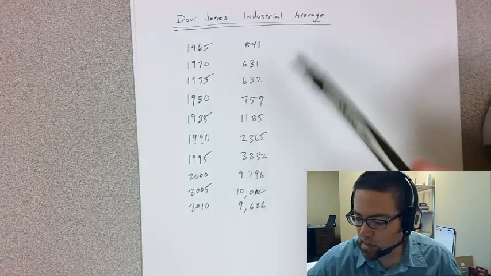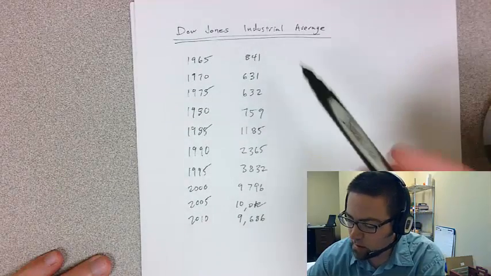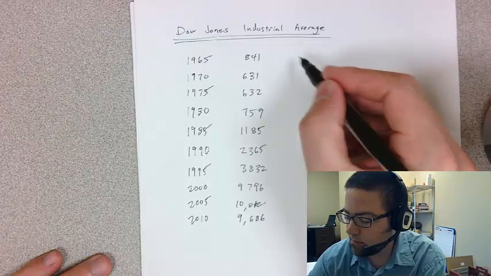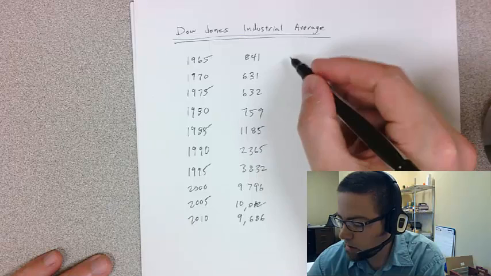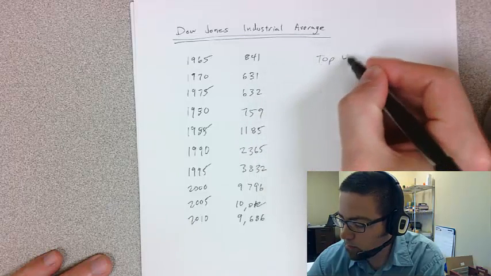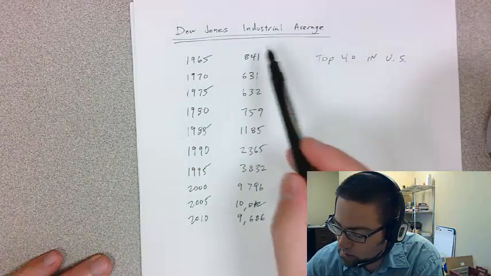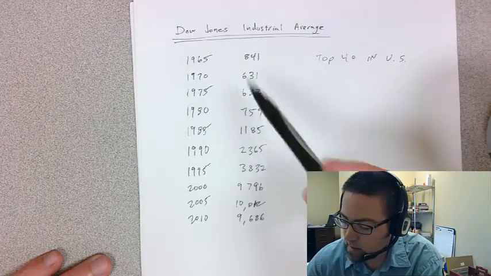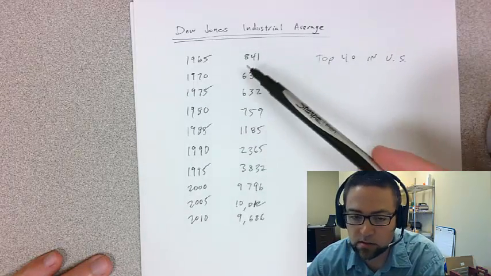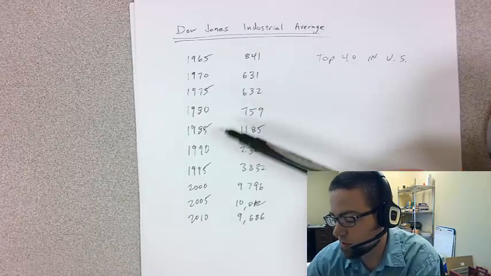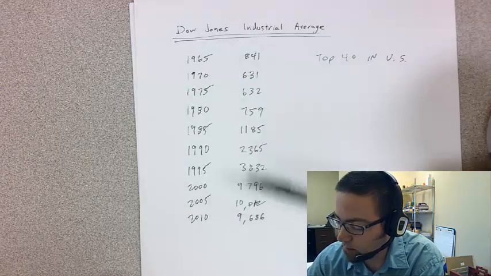So I have this list here of the Dow Jones Industrial Average from 1965 to 2010. This sort of represents the value of, I think, the top 40 companies in the US, right? You might look up on Wikipedia exactly how they calculate this number, but it's representative of the value of these top 40 companies in the United States over time.